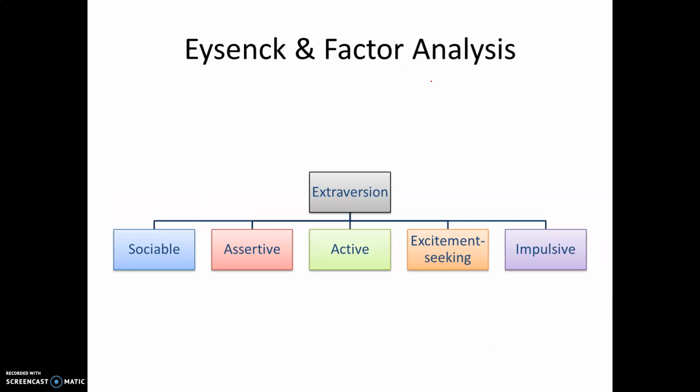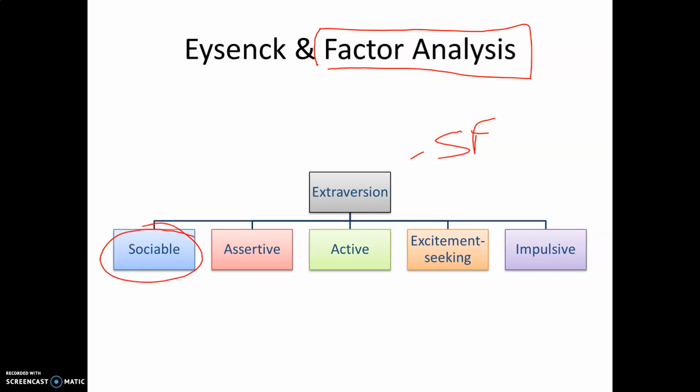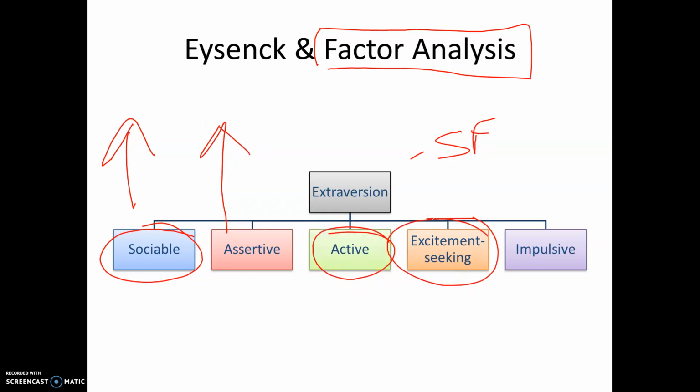Another example would be people who score high in extroversion. This would be our super factor. And by doing factor analysis, which is an analysis of test questions on, say, a personality inventory, we start noticing that certain people in questions about how sociable are you score really high. They desire a high level of sociability. They also tend to be a little bit more assertive in situations. They tend to be much more active. They tend to seek excitement, and they tend to be very impulsive. Well, all of these are the little factors.